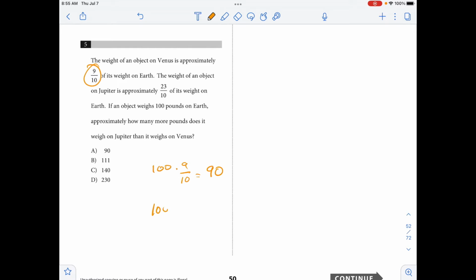If it's 100 on Earth, on Jupiter it weighs 23/10. So we multiply by 23/10, and that gives us 230. Now here's the key. It wants to know how many pounds more it weighs on Jupiter than it weighs on Venus. So we have to subtract. 230 minus 90 equals 140. 140 is the correct answer.